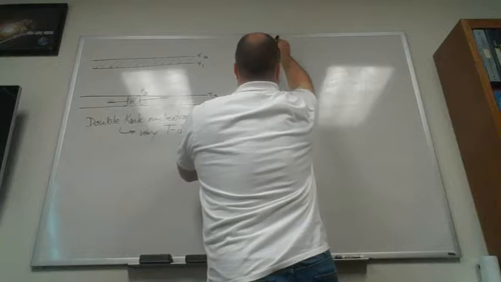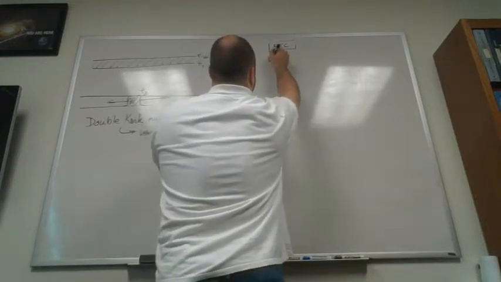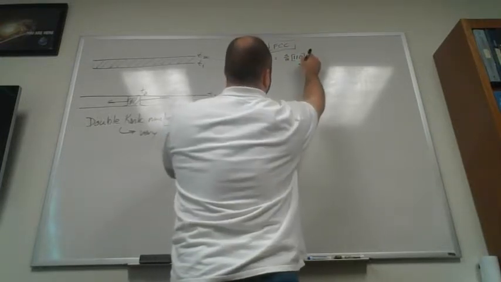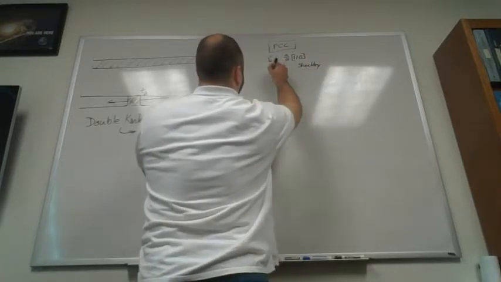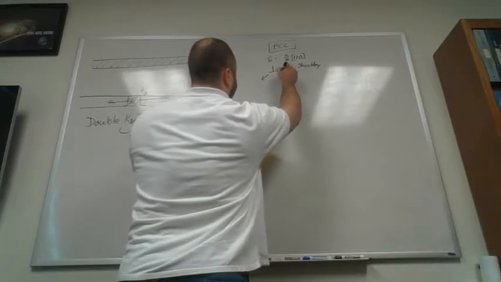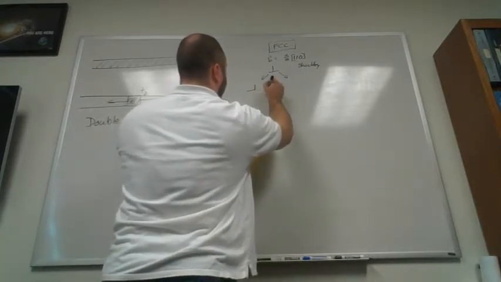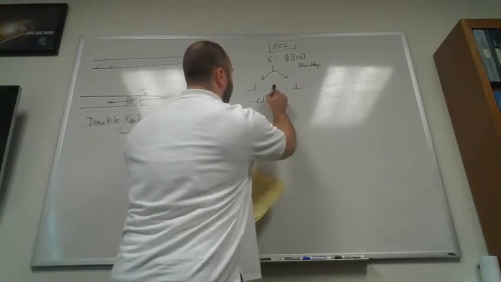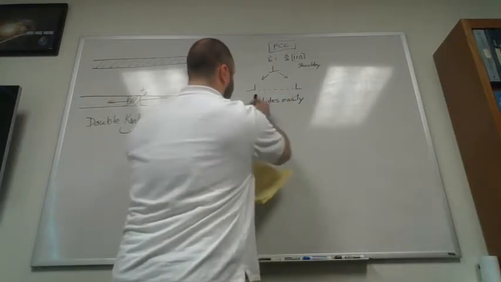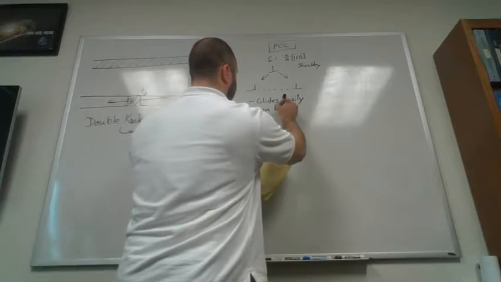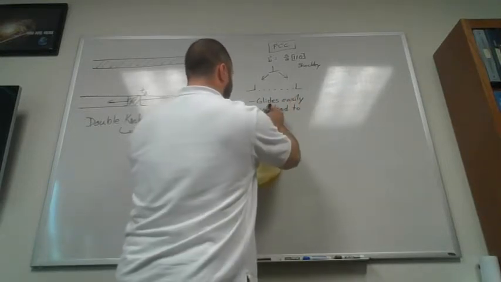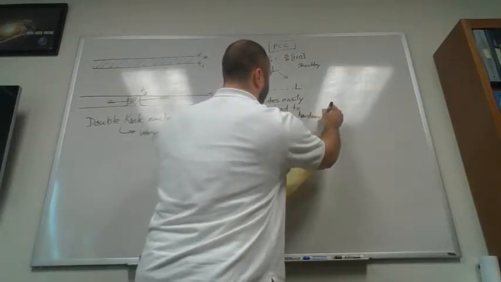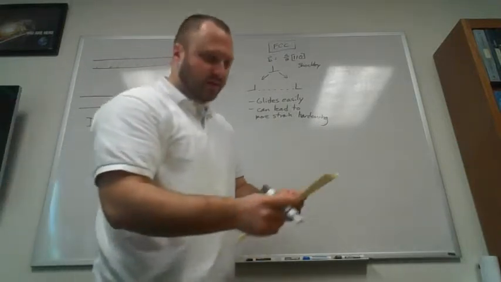So in FCC, we had a Burgers vector of a/2 <110>. But we had Shockley partials. So our full dislocation would dissociate down into a set of partials separated by a stacking fault, which had the effect that these could glide easily, but this can lead to more strain hardening. And we saw the formation of dislocation locks, weird things happening with cross slip and stuff like that.